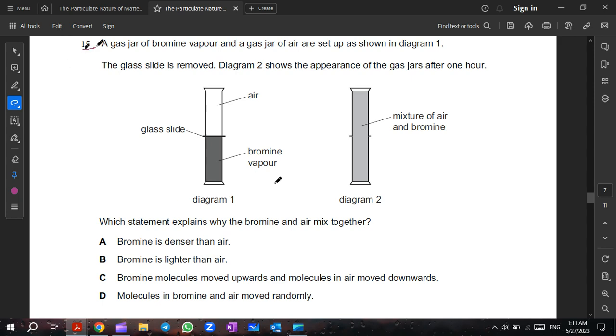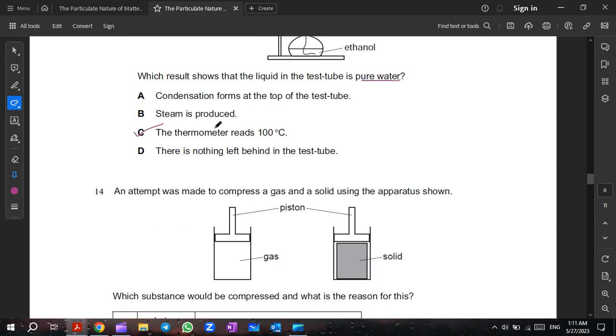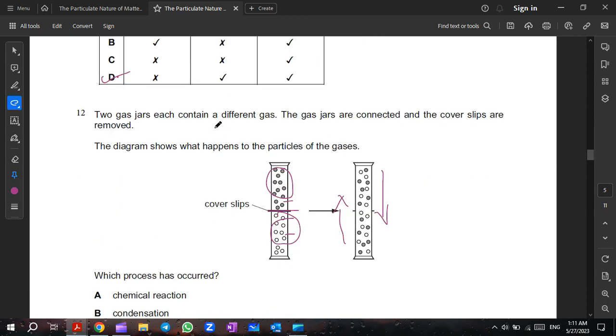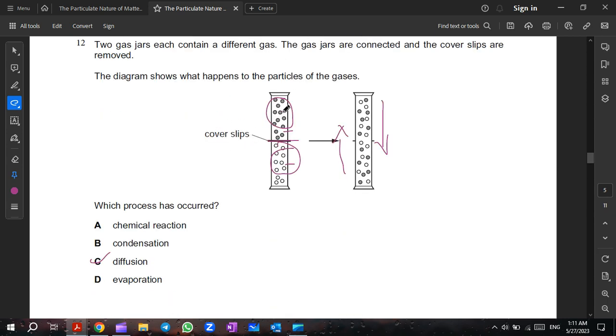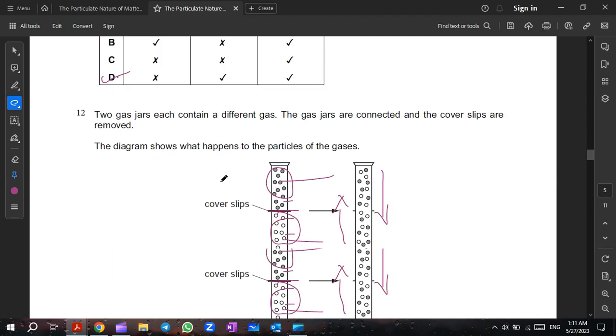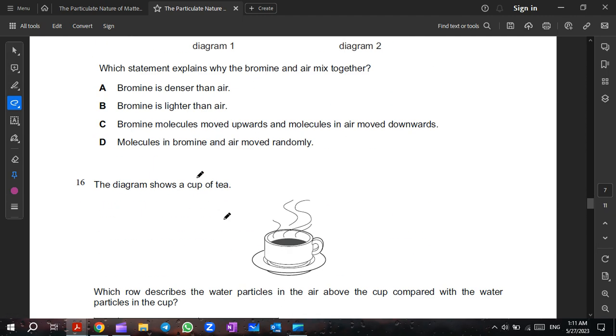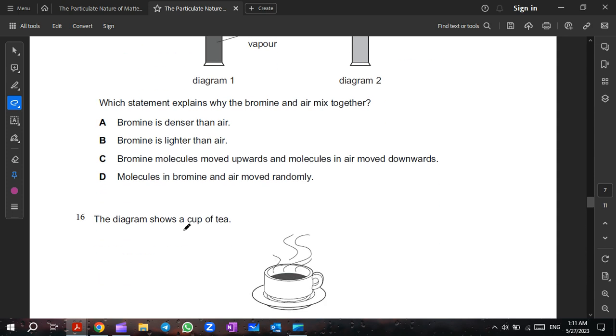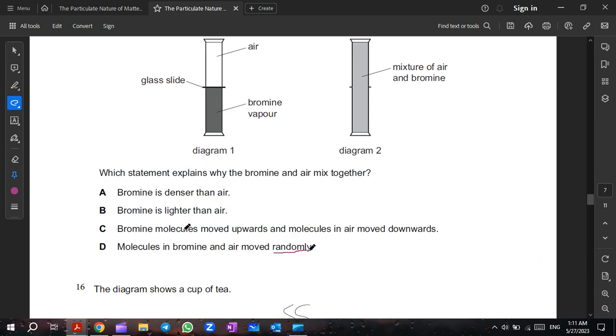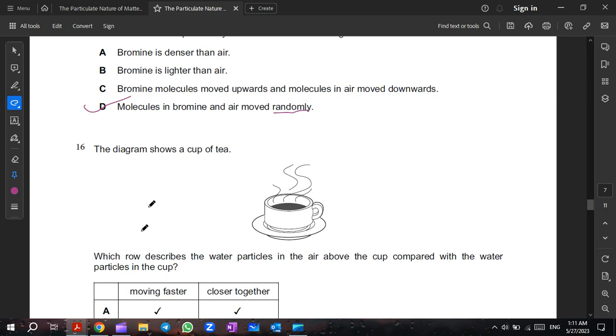Okay, so this question 15 is similar to the question we just saw. Let me just scroll back. Except that they have given us a name for this and this. So basically, since it was diffusion, it's their random movement. Molecules in bromine and air move randomly means diffusing, so it should be D.